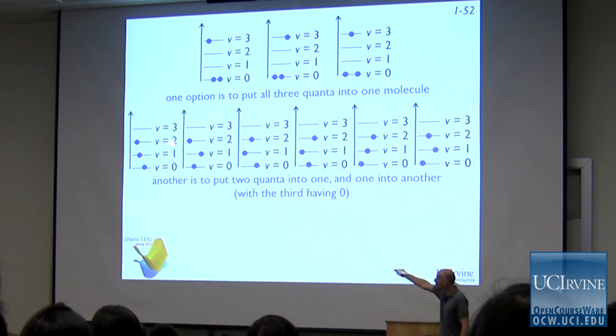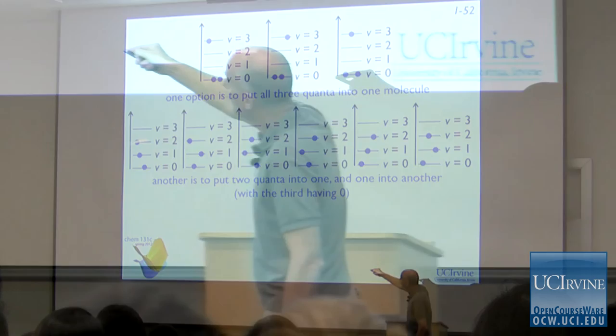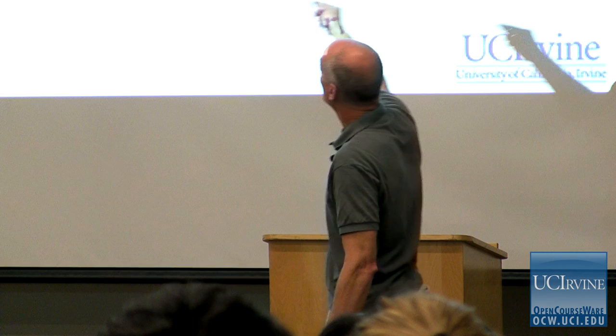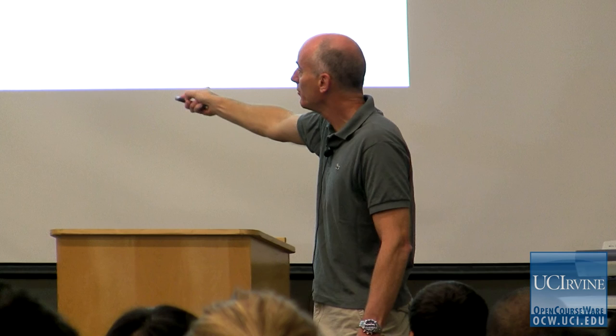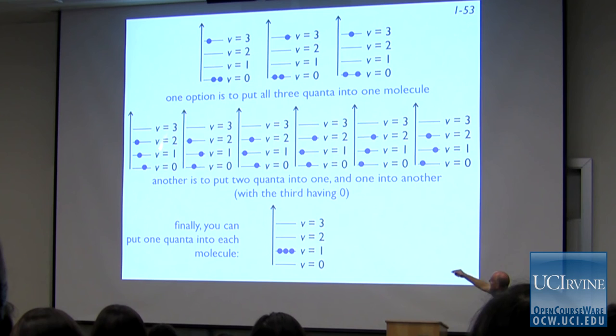Another way to do it would be to put two quanta of energy into one molecule, one into another, zero into the other, and it turns out that there's 1, 2, 3, 4, 5, 6 different ways to do that, if you work it out. And here they are, right? That's two quanta into one, one quanta in the other, and zero in the other. That adds up to three, and there's six different ways to do that. And finally, you could put one quanta in each of the three molecules, and there's really only one way to do that. I think you can see intuitively. Okay, so there's 1, 2, 3, 4, 5, 6, 7, 8, 9, 10 ways to put three quanta of energy into three molecules. Everyone agree?